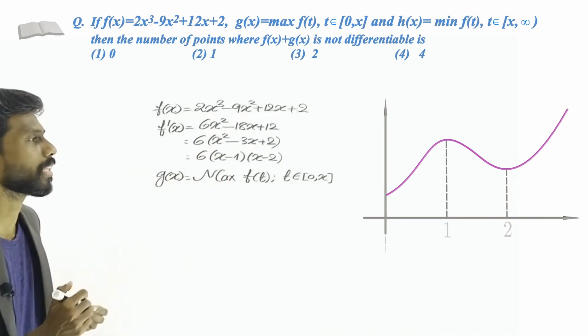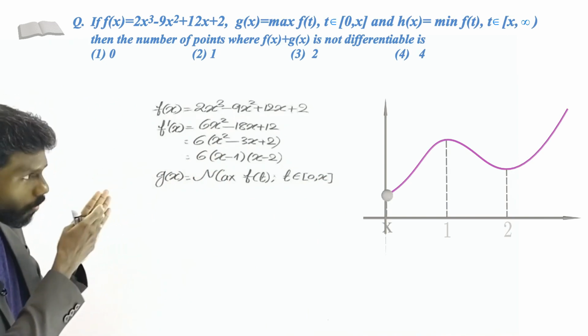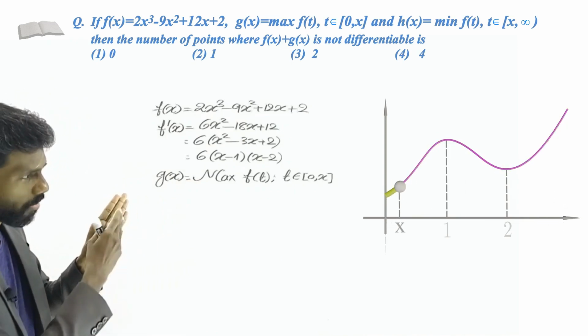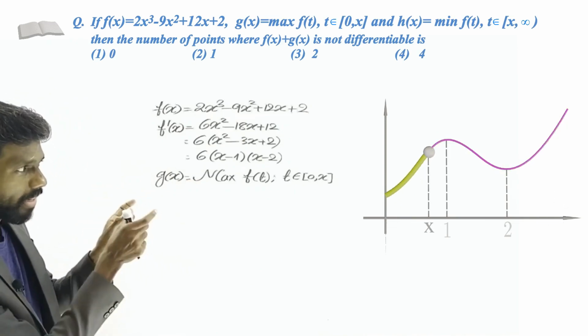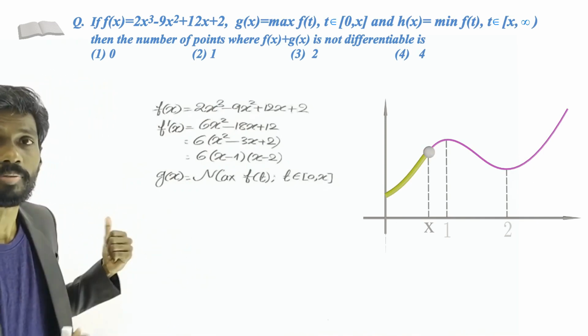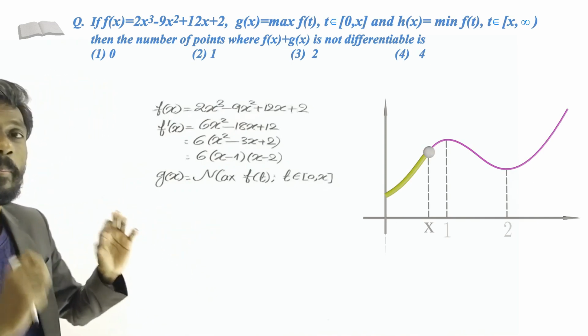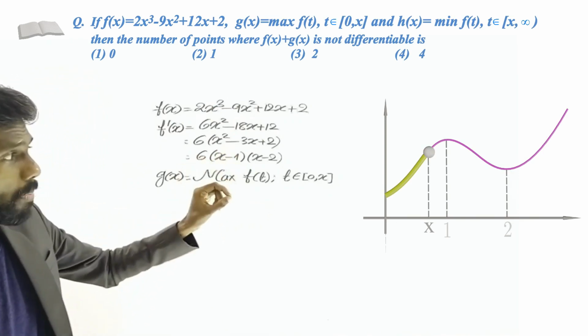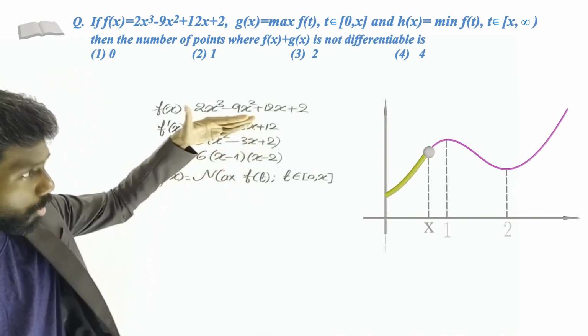Alright, so let us take this example. Now we'll start from 0. We will move along the x-axis in the positive direction. For example, this is the value of x. Now in that interval, what is the maximum value of f of x? That is the value of g of x. What is the maximum value? This maximum occurs at the point x itself, because it is an increasing function up to that point, up to the maximum point, up to the maximum value.